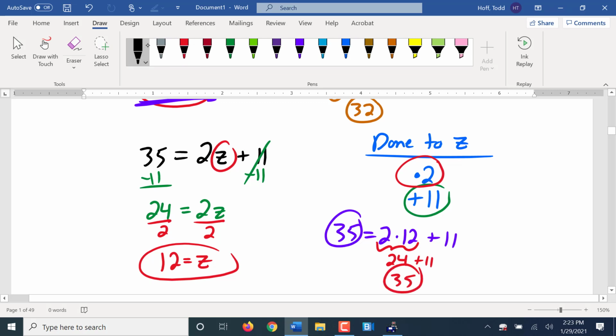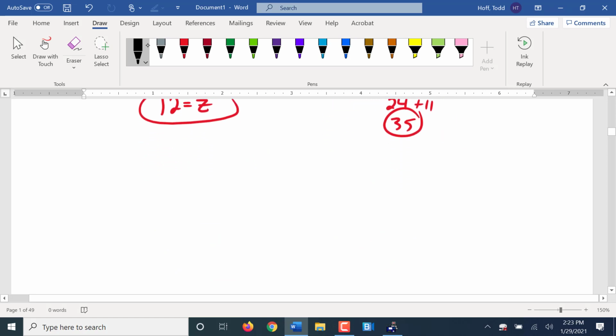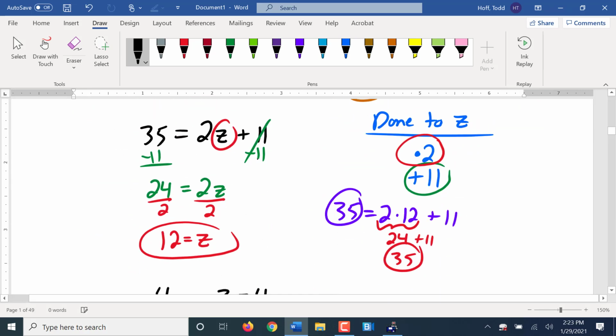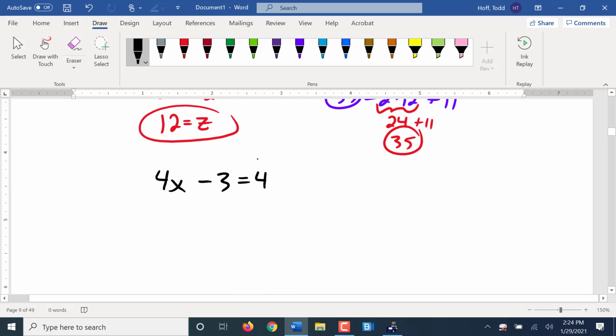Not so bad. I'm going to have you guys try one on your own here. Let's do 4x minus 3 is 21. I'll give you a half minute or so to work through that.